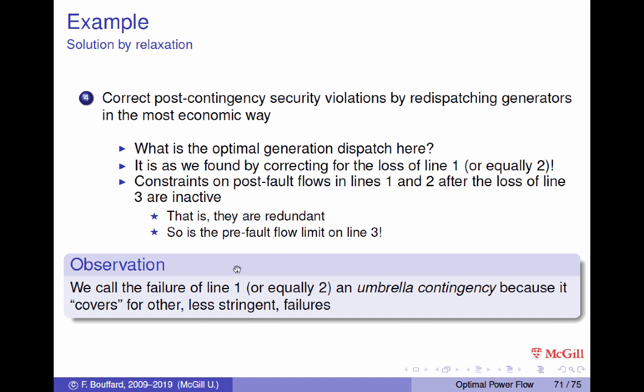And so these, what we've seen also appearing in the literature recently, is this notion of umbrella contingency, because these are failures or bad events that happen which are so severe that if you take mitigating measures against those, they will actually create umbrellas over lesser severe or less stringent failures. So this is usually a nice side benefit that you get. So correcting for the loss of line 1 or line 2 was able to correct for the effects due to the loss of line 3.